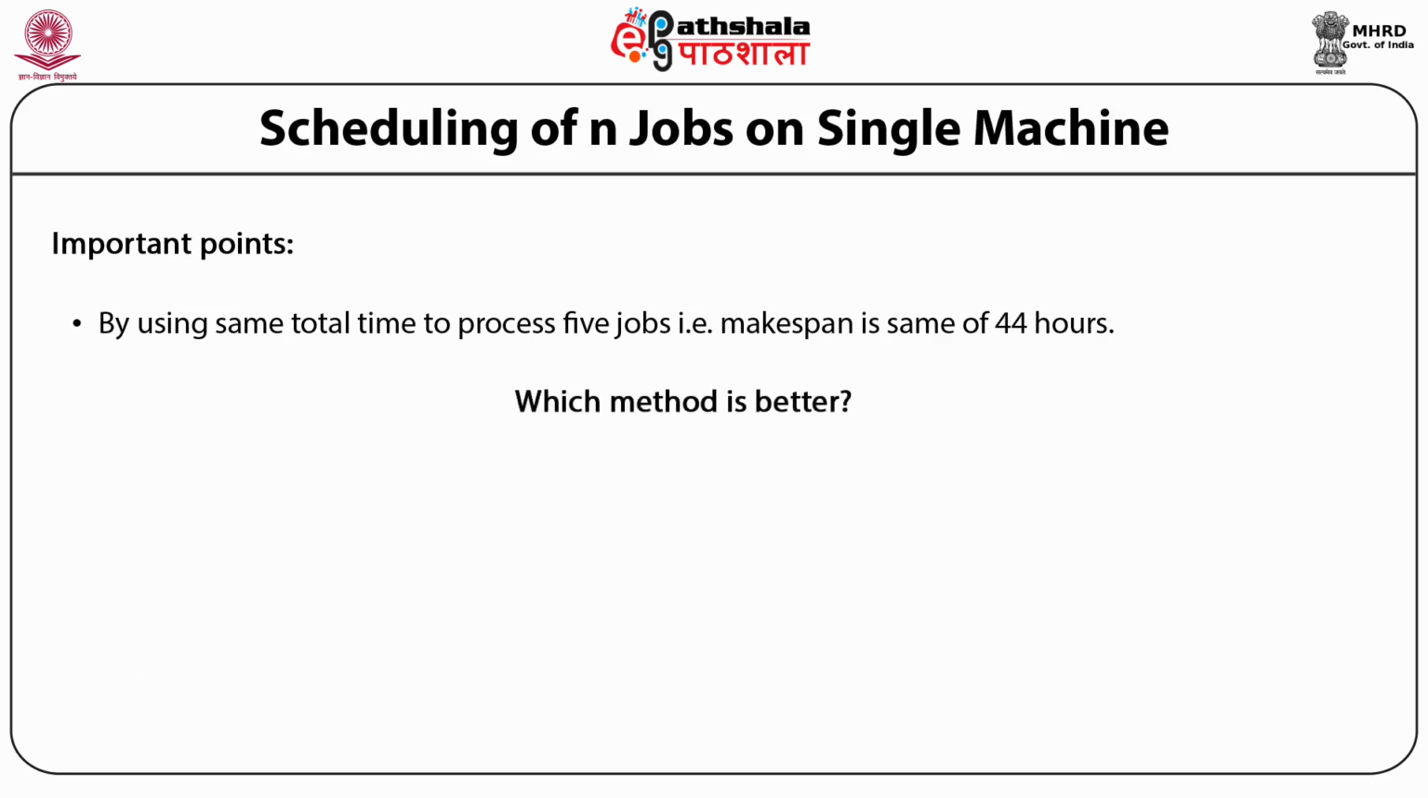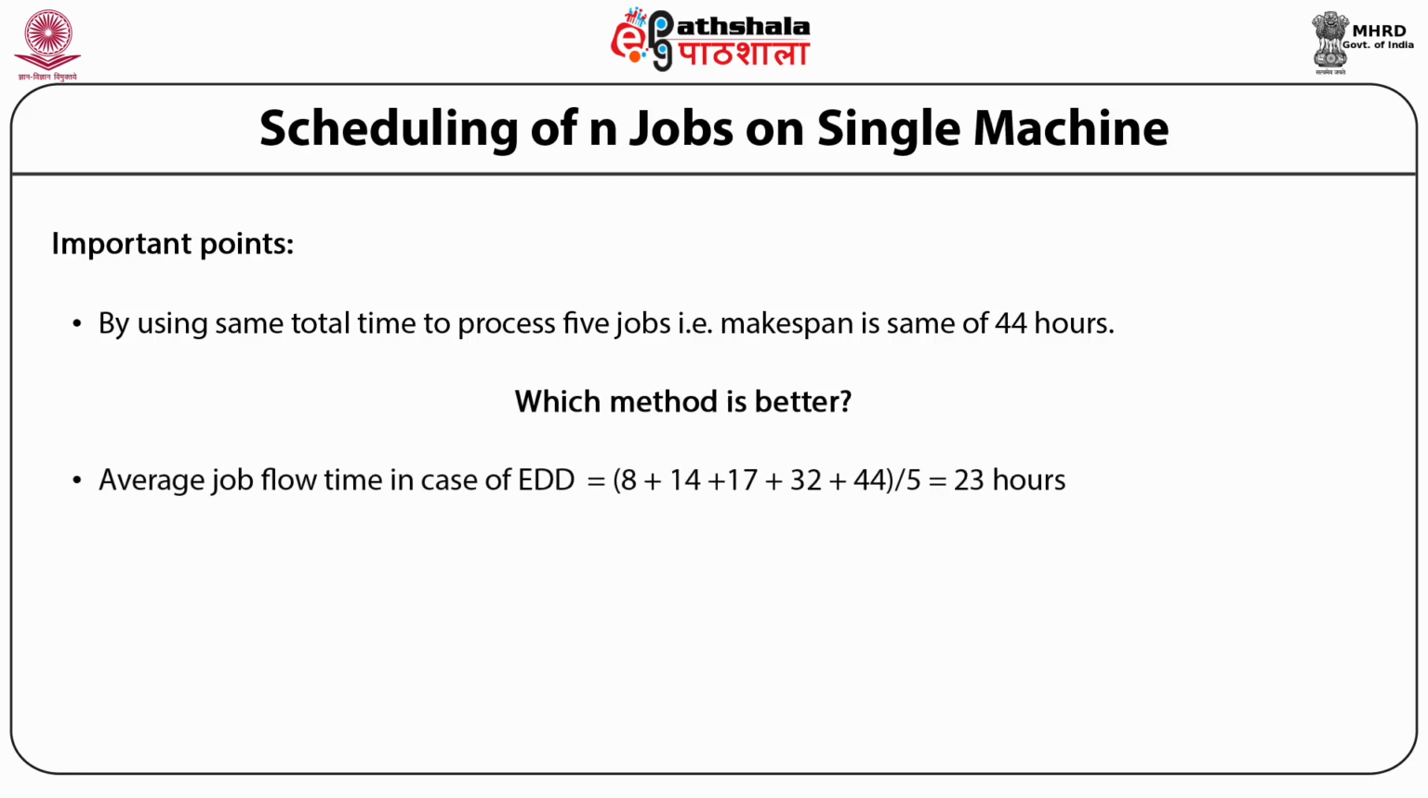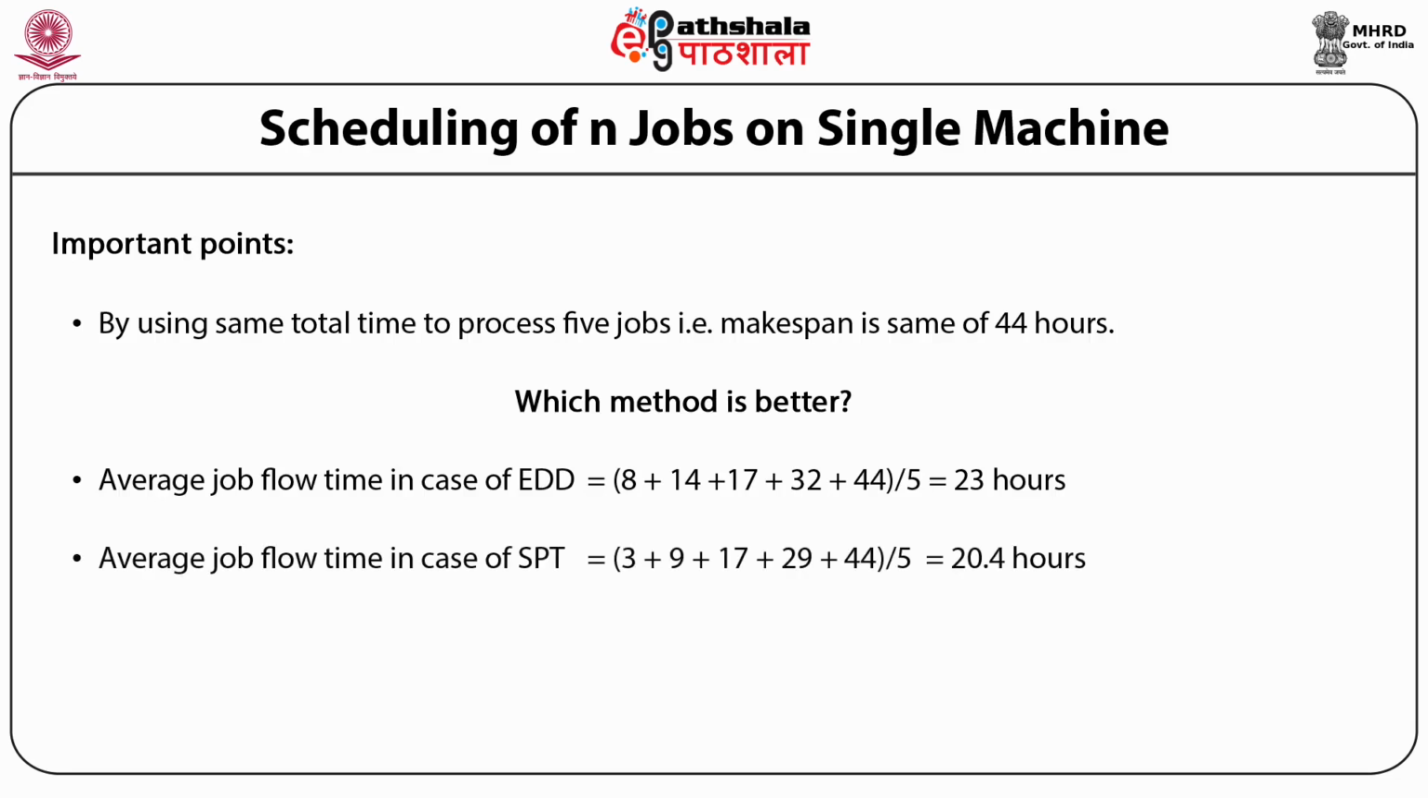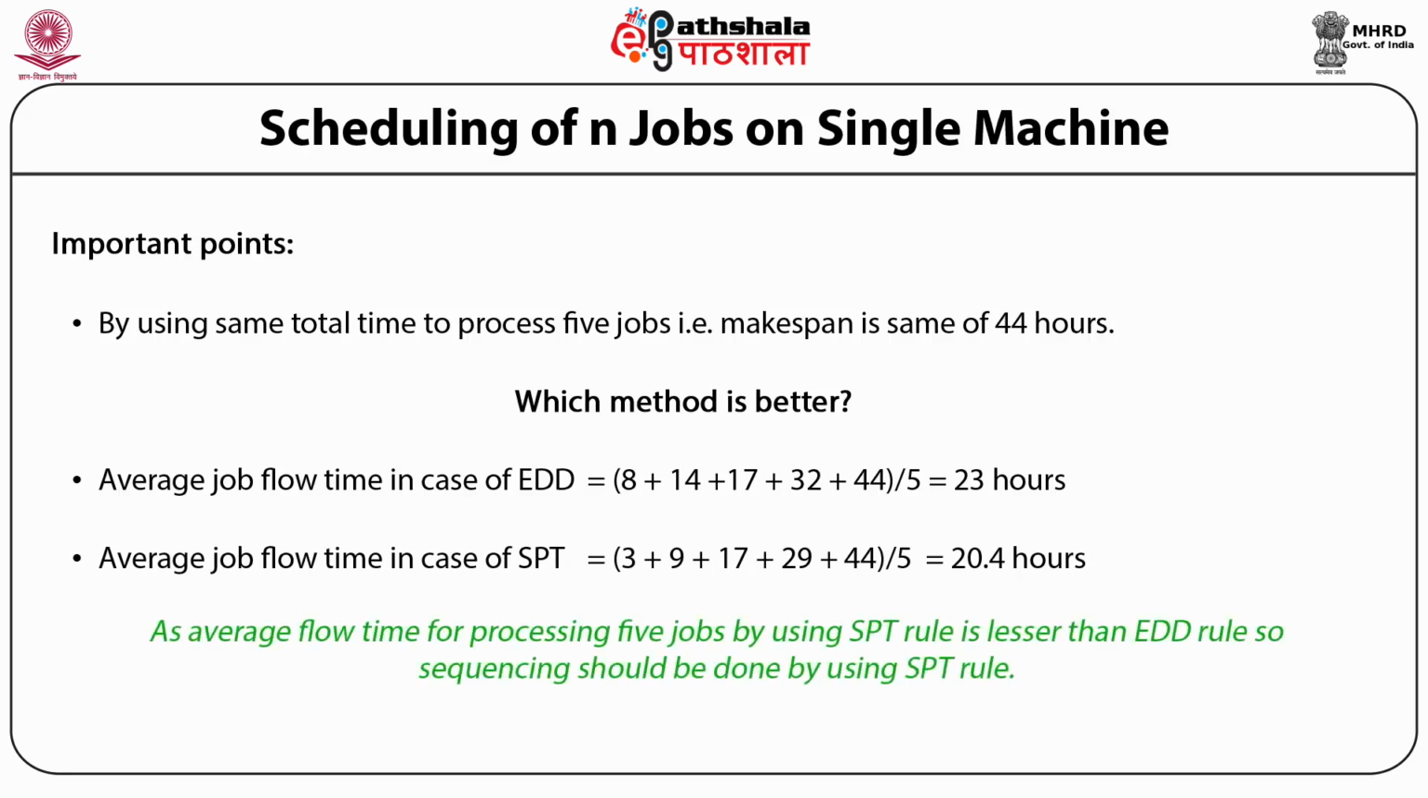Which method is better? The average job flow time in the case of EDD is 23 hours. The average job flow time in the case of SPT is 20.4 hours. As the average time for processing 5 jobs using the SPT rule is less than with the EDD rule, sequencing should be done using the SPT rule.